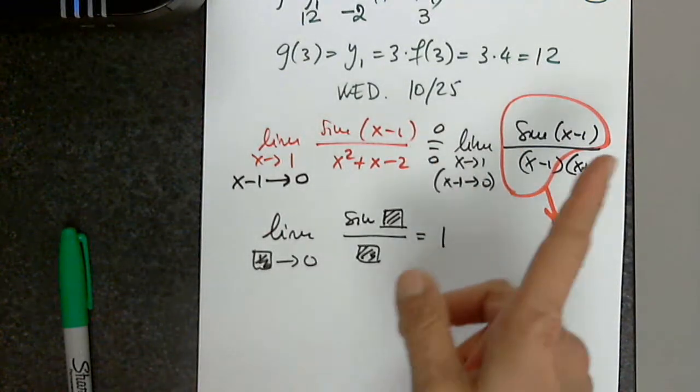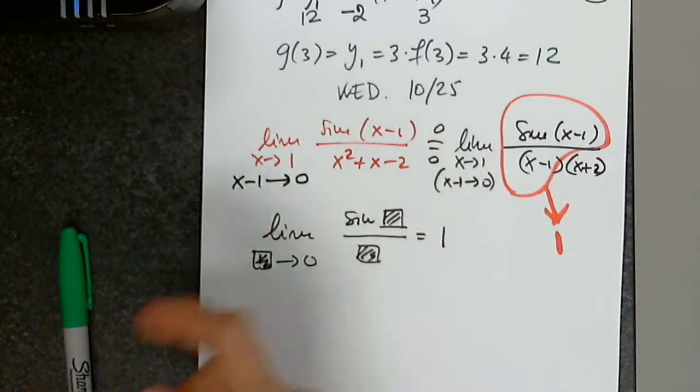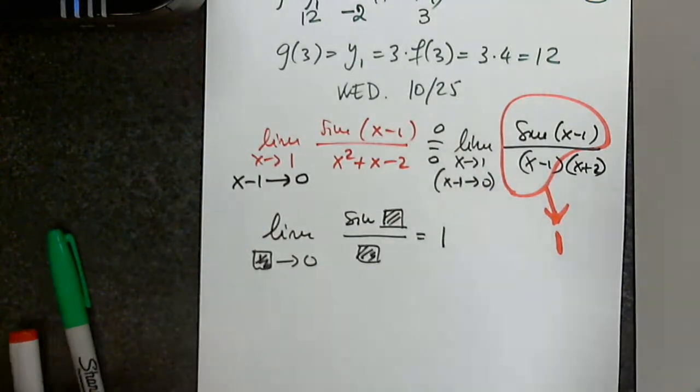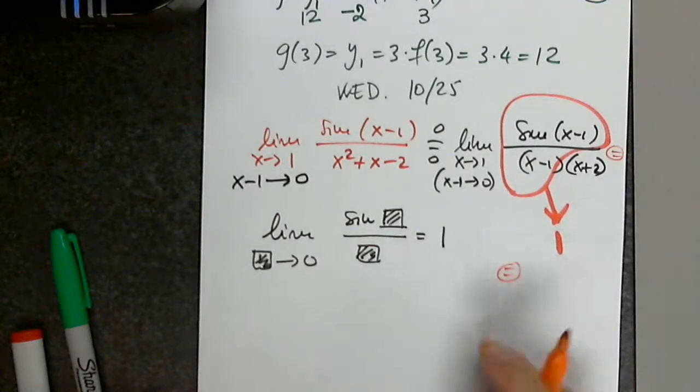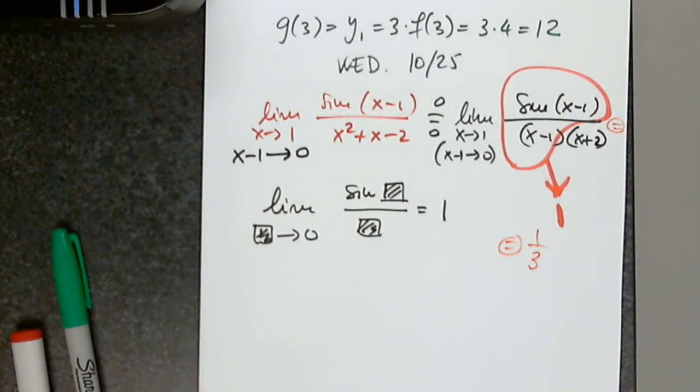So now all I have is 1 over x plus 2 as x approaches 1. So what is the final answer then right here? That's it. Excellent. Good.